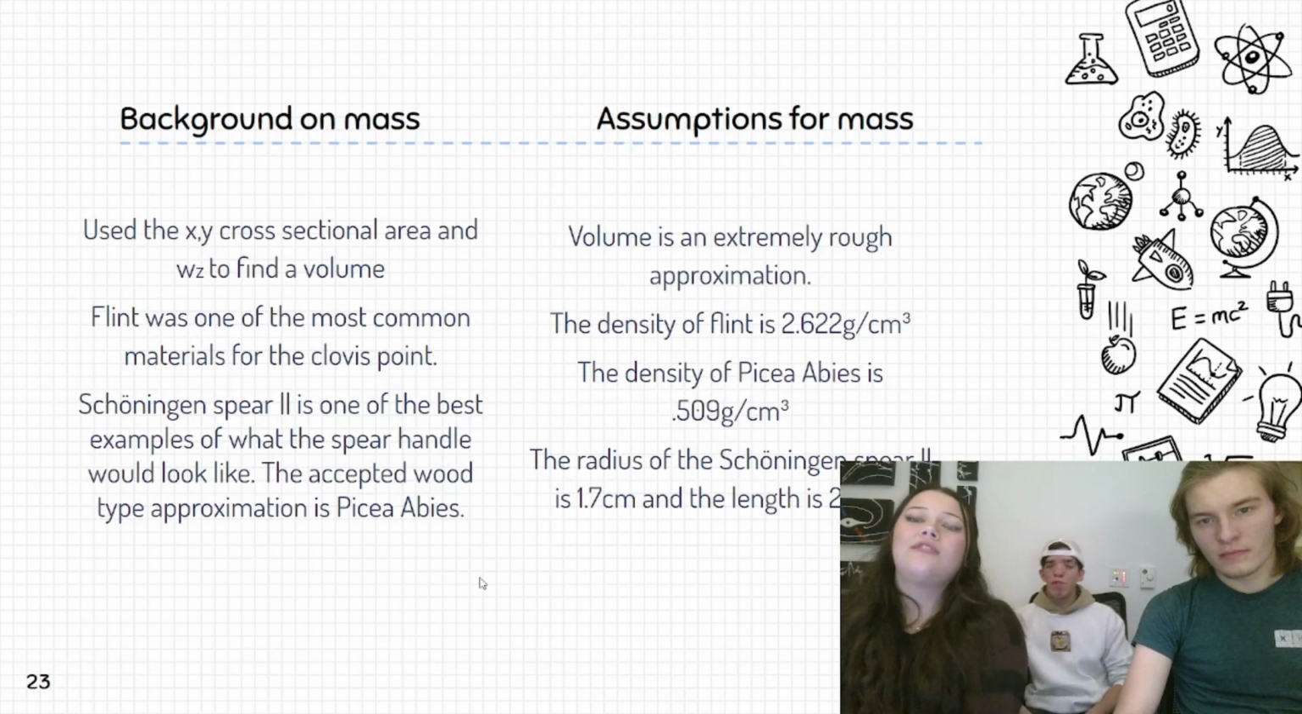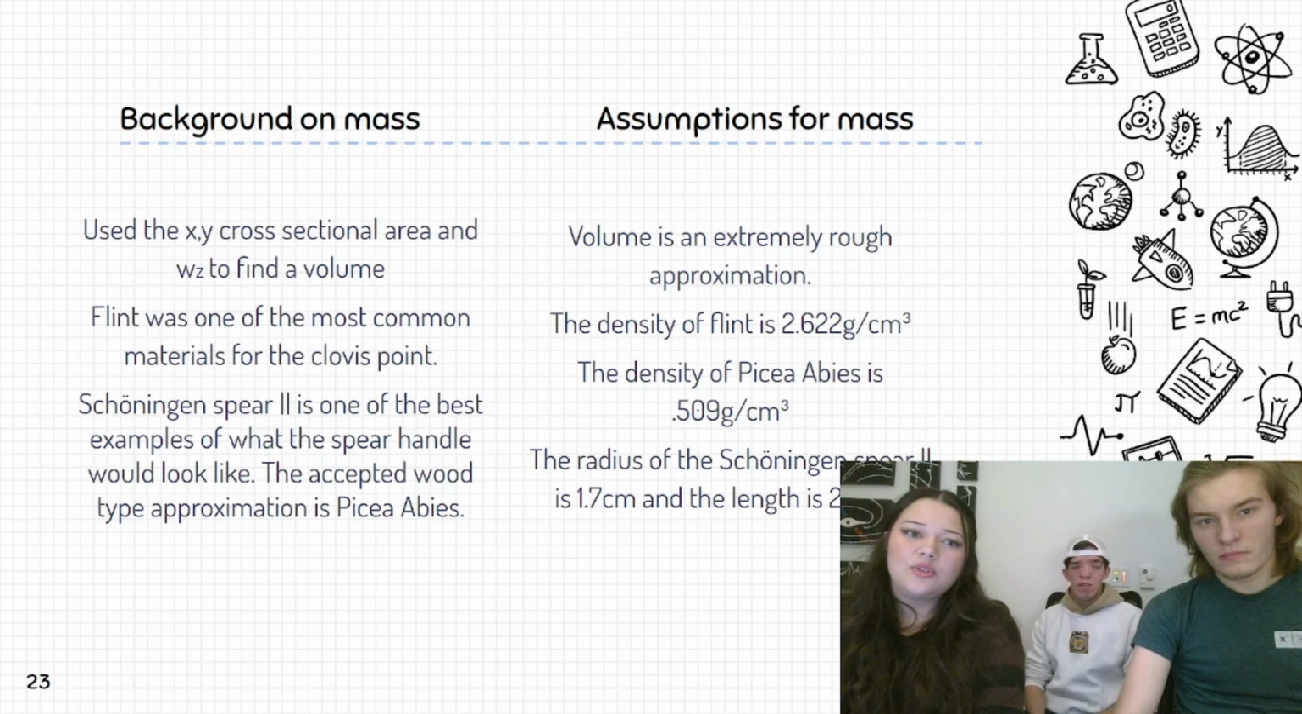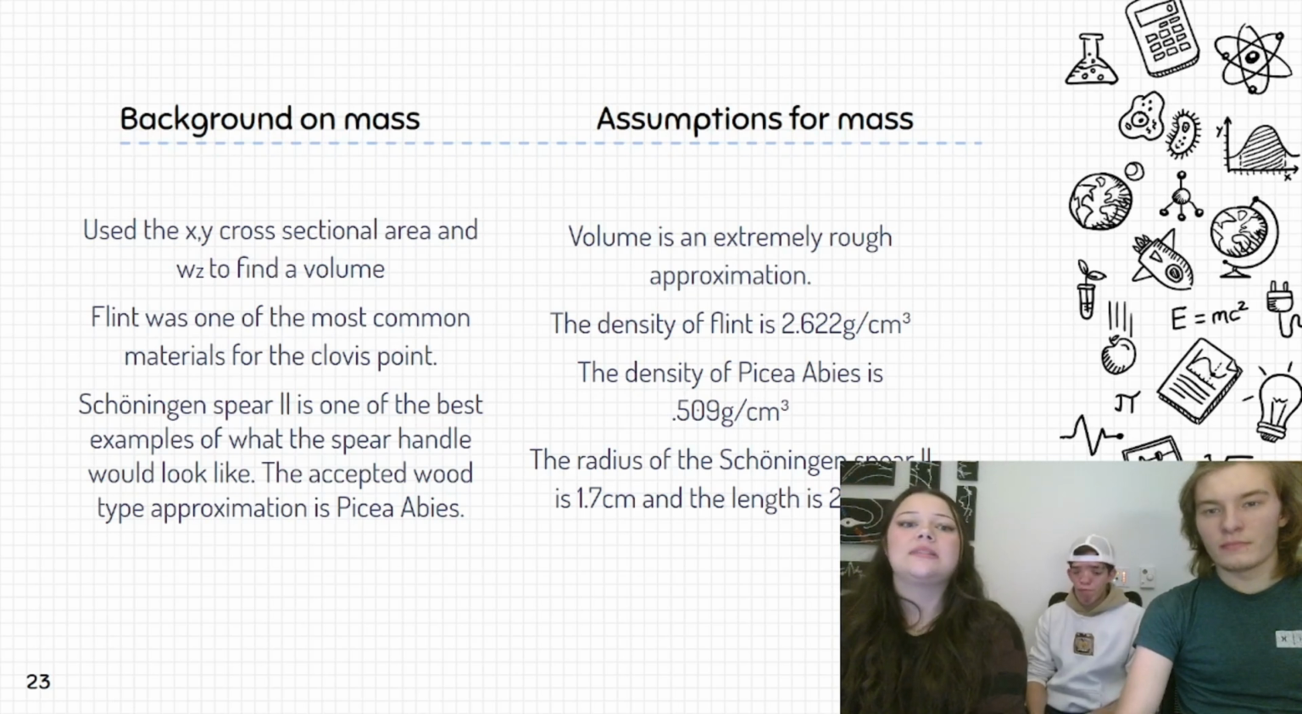So our final step towards our final equation is mass. We use the XY cross-sectional area and WZ to find a volume. WZ was an equation from the last thing we just talked about. Flint was one of the most common materials for the Clovis point, and the Schoeningen spear number 2 is one of the best examples of what a spear handle would look like for this case. The accepted wood type for that approximation is Picea abies, and some assumptions.